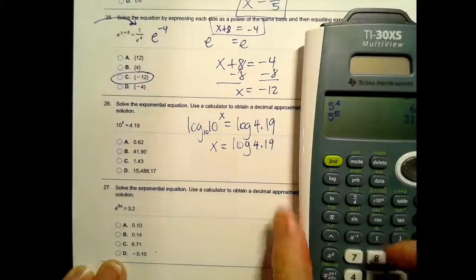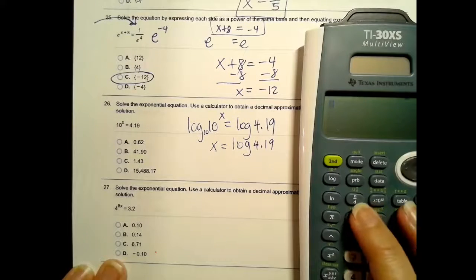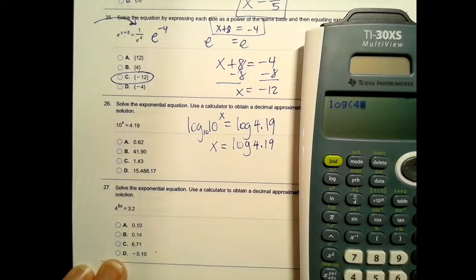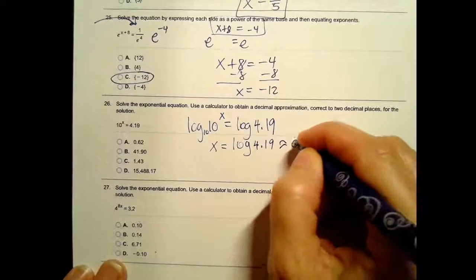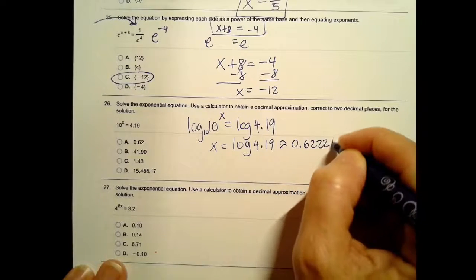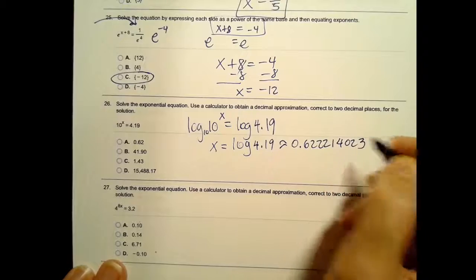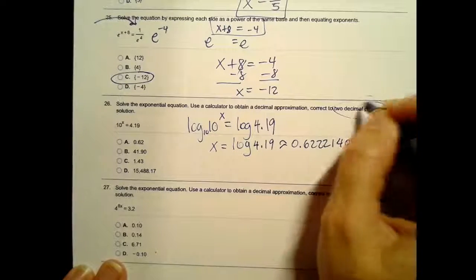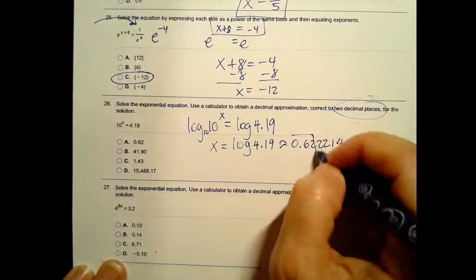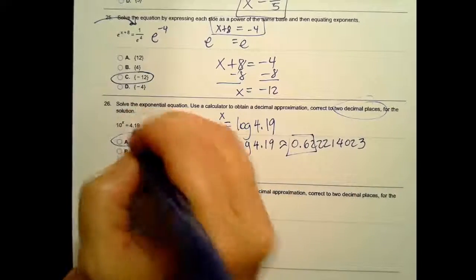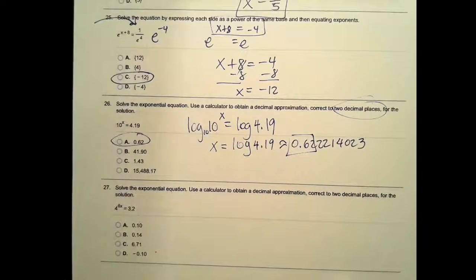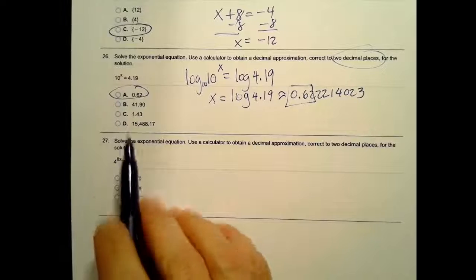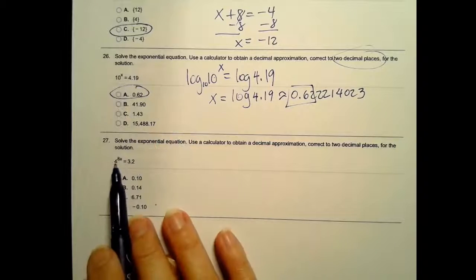And so on my calculator, I do log 4.19, and I get approximately 0.6222140023. They say 2 decimal places, so it would be 0.62. So that is A.